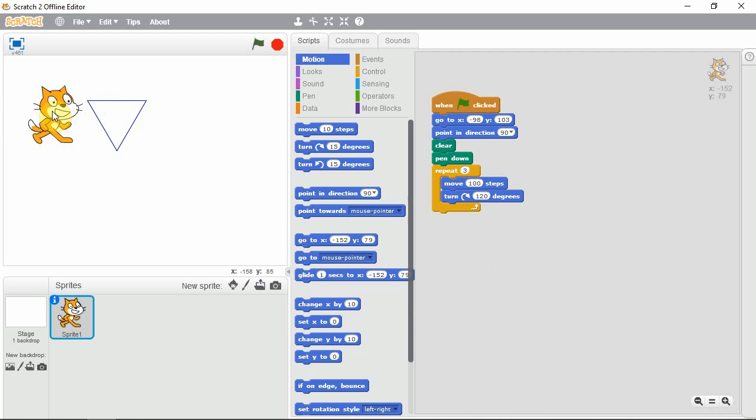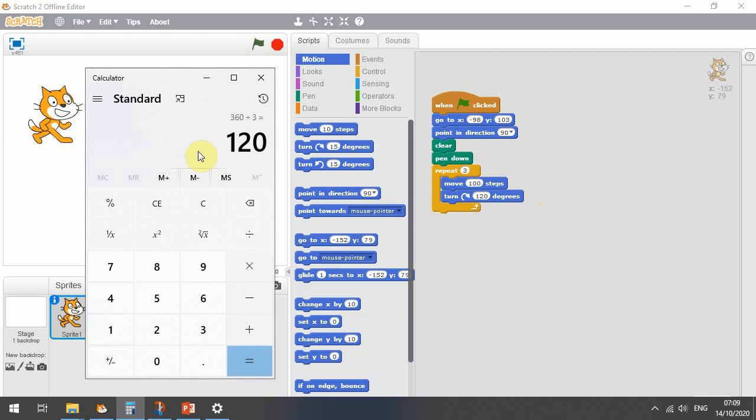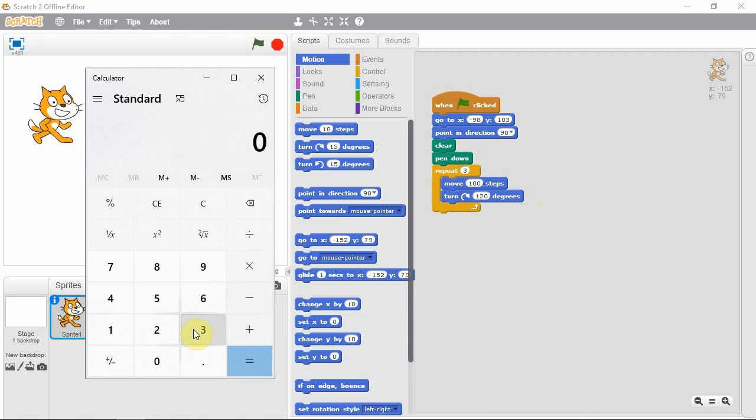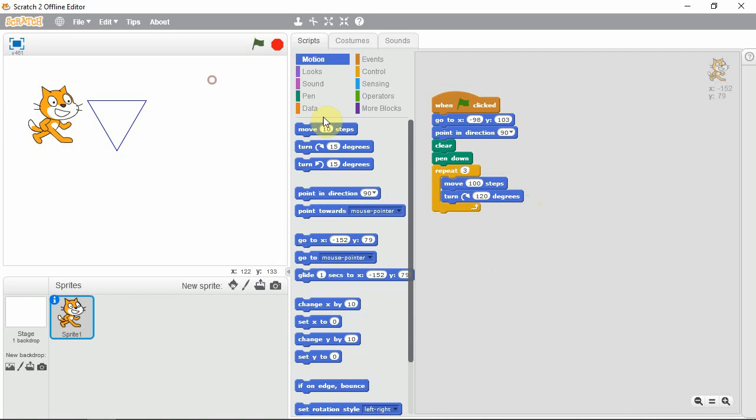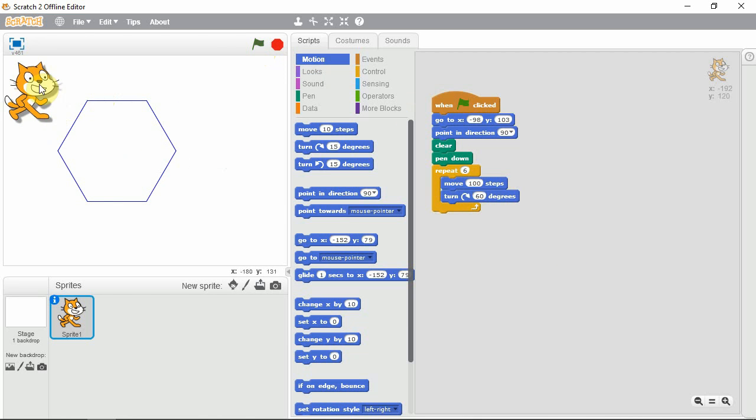Okay, now let's try a hexagon. A hexagon has how many sides? Okay, 6 sides. So we're going to take our 360 degrees again, divide that by 6 sides, gives us 60. So we're going to turn 60 degrees, repeat this 6 times, and when we run this, we should see we have a hexagon.